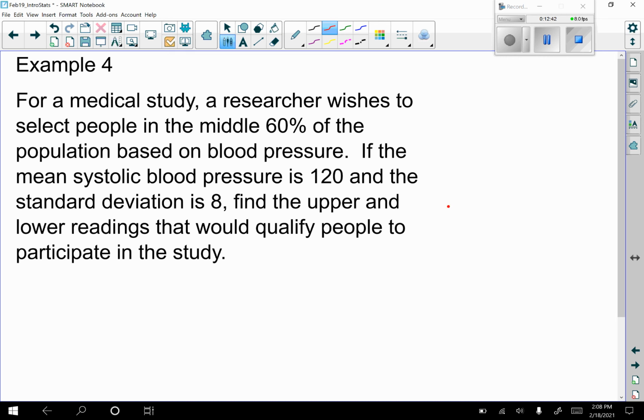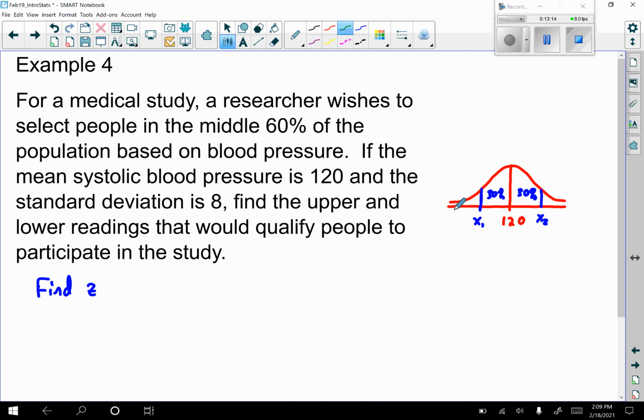So if we make a sketch again, notice it says the middle 60%. So the mean systolic blood pressure is 120. So we've got 120 right in the middle. So the middle 60% means we have 30% here and 30% over here. So we're trying to find these X values, which first we have to find the Z scores associated with them.